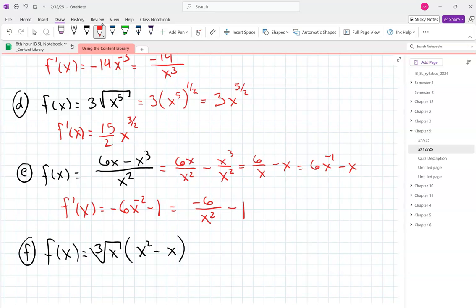What if we have the cube root of x times the quantity x squared minus x? So it would be x to the 1/3. Good. And then you gotta distribute that. Yep. Then you want to distribute. See what I'm talking about? I'd be happy with that. Yes. Great.